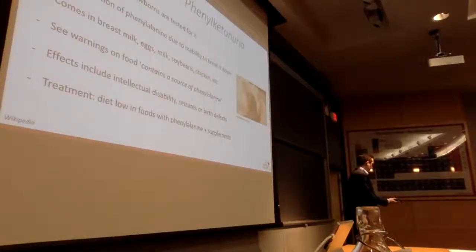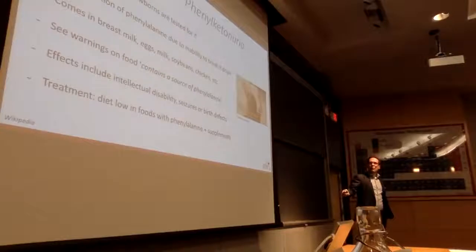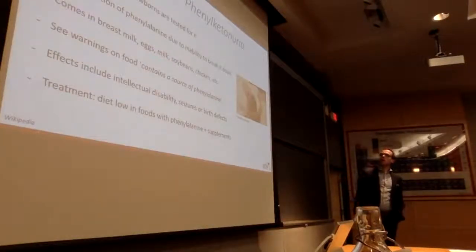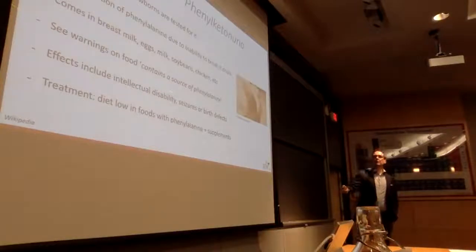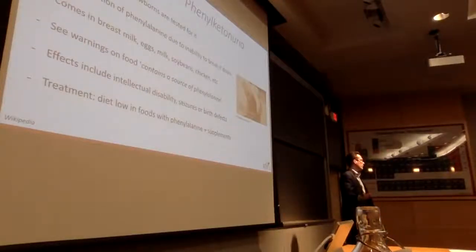The problem people with this condition have is that they cannot break this molecule down because they simply lack the enzyme. Right? And so what you have to do to address that is reduce the uptake of this amino acid, and that then allows these people to live a normal life. If you don't do that, the phenylalanine gets accumulated in the body to toxic levels and can then cause intellectual disability, seizures, or, in the case of the mother, birth defects.